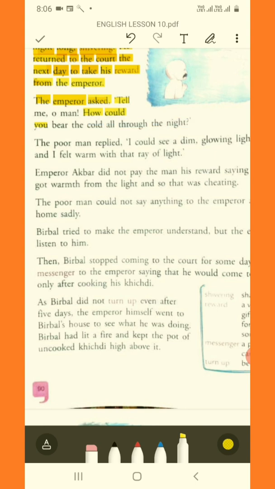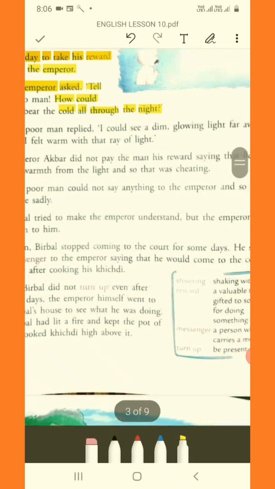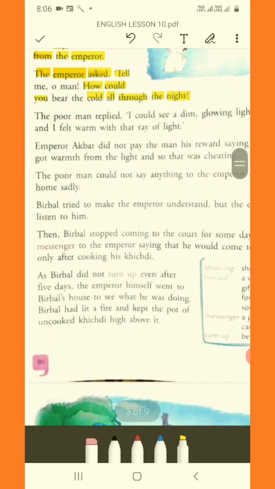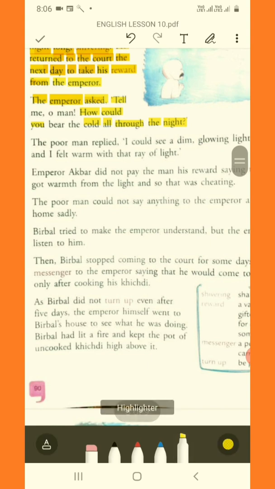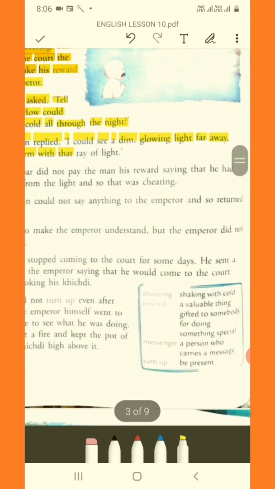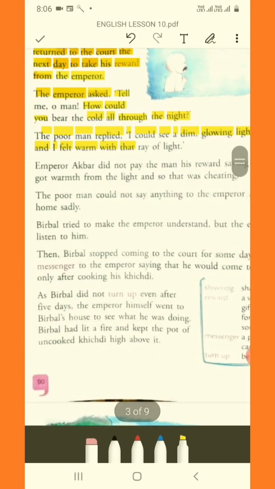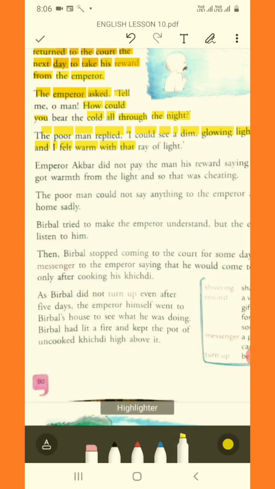The emperor asks, tell me, O man, how could you bear the cold all through the night? The emperor was surprised. He asked, oh poor man, how could you stay in the water all the night? How is it even possible for you? What did the man reply? Let's find out. The poor man replied, I could see a dim glowing light far away, and I felt warm with that ray of light.